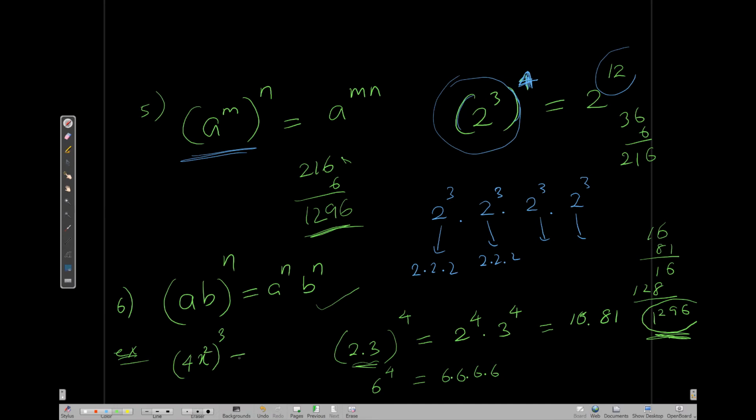Now how do you simplify this? So this third power belongs to both 4 and x squared. So 4 cubed and then x squared cubed. So the ultimate answer is 4 cubed x to the 6th, right? Okay, and finally, number 7, (a over b) to the n. This is a to the n over b to the n.